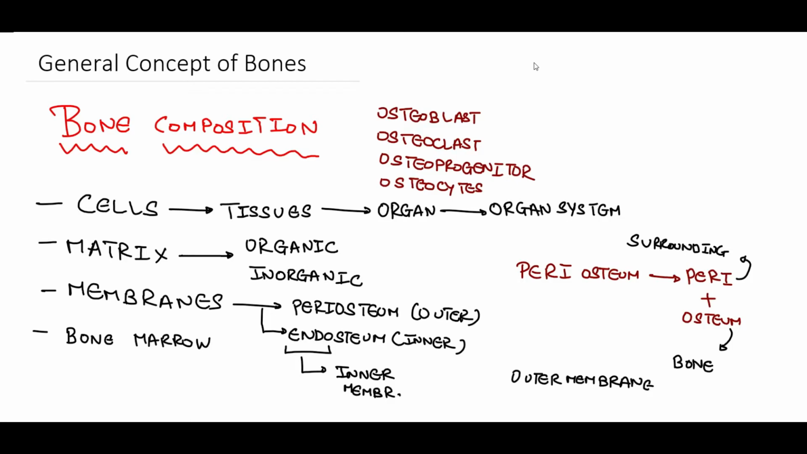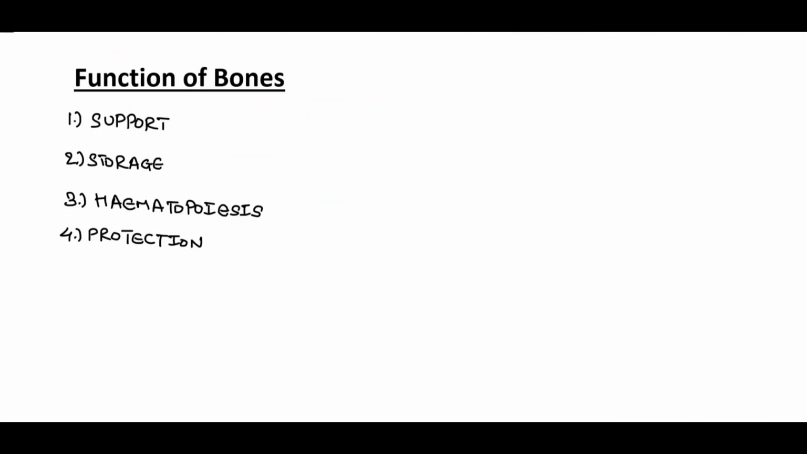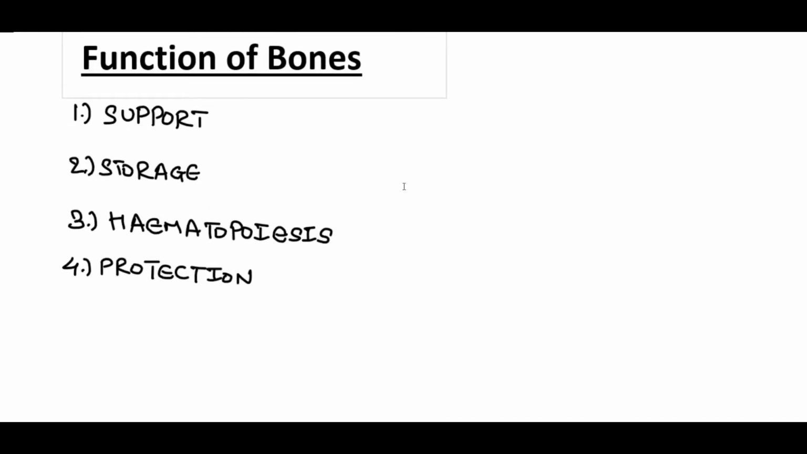The next and final component which we have is the bone marrow. The bone marrow can be found in the medullary cavity and the epiphysis and the diaphysis region. We will be discussing the composition of bones in much more detail in the next video. So, now let us take a look at the function of the bones.